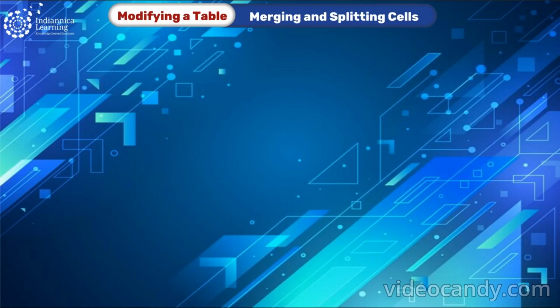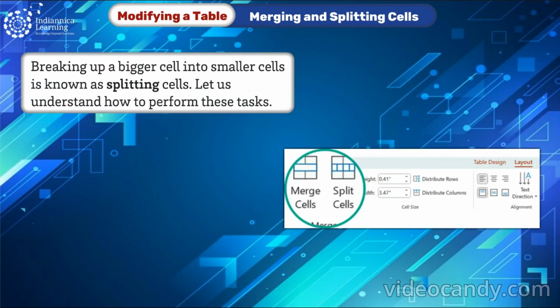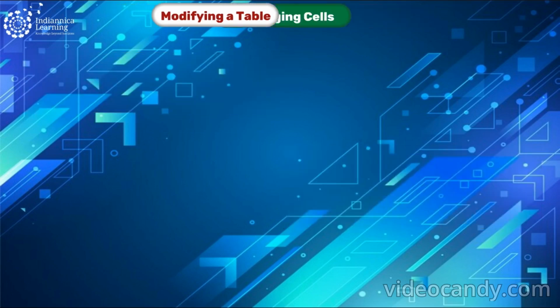Merging and splitting cells. Merging refers to combining two or more cells to form a bigger cell. Usually, cells are merged when you need to form a category and demonstrate subcategories. Breaking up a bigger cell into smaller cells is known as splitting cells. Let us understand how to perform these tasks.